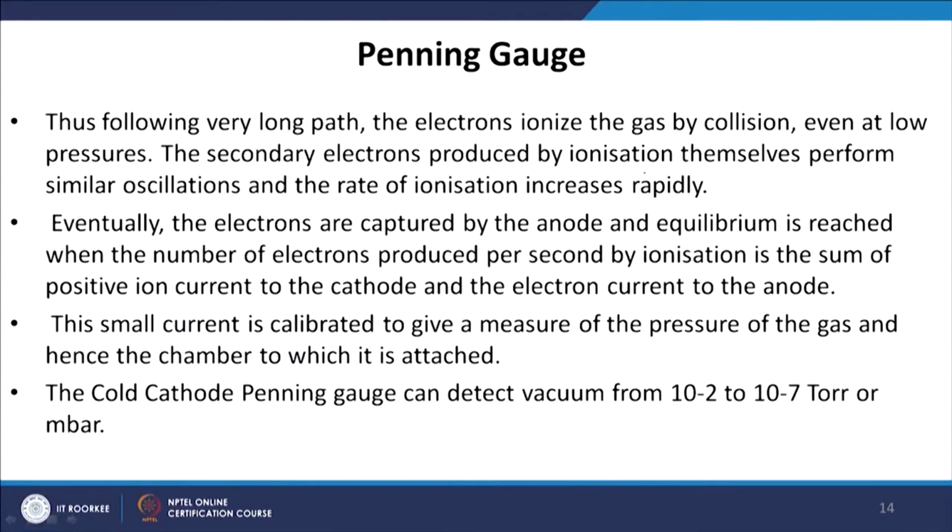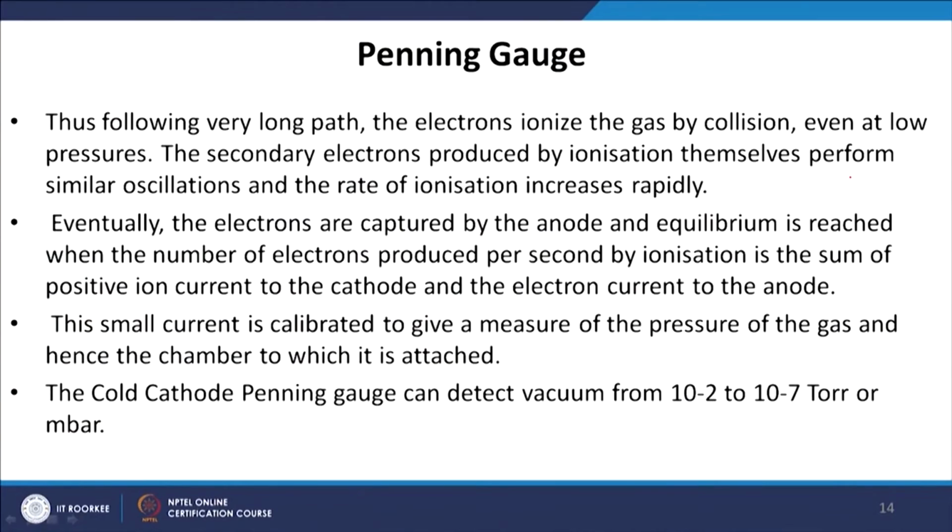So, even at low pressure, the secondary electrons produced by ionization themselves perform similar oscillations, and the rate of ionization increases rapidly. As the electron stays in the system for more and more time, it will ionize the gas molecules. Once it ionizes a gas molecule, it will produce secondary electrons, and these secondary electrons will also contribute to the ionization current. So, the ionization current as a whole increases. That is what we said, that putting in the magnetic field will increase the ionization current, right.